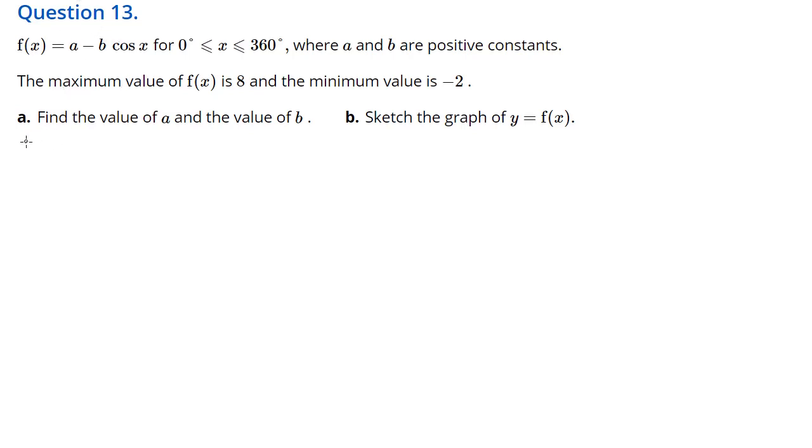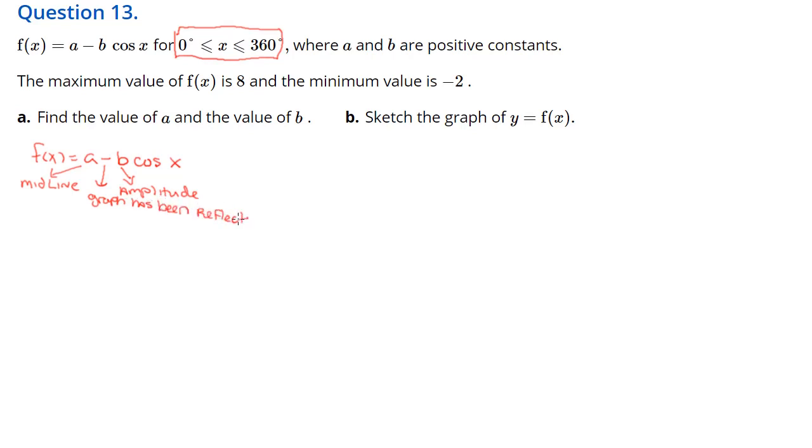For number 13, we've got this cosine function here, and they tell us it's got to be within this domain of 0 degrees to 360 degrees. We need to figure this stuff out, A and B. Well, A is the midline, B is the amplitude, and then this negative sign tells me that the graph has been reflected over the x-axis. And so it gives me a little bit of an idea of what's going on here.